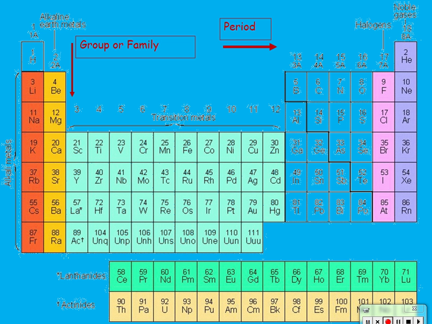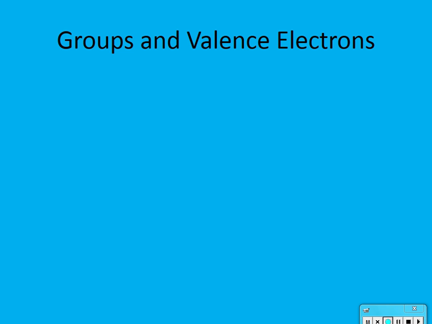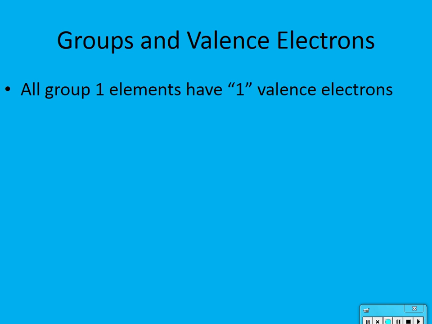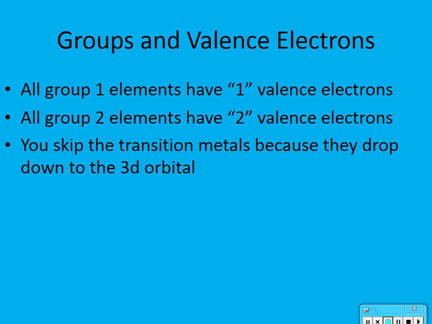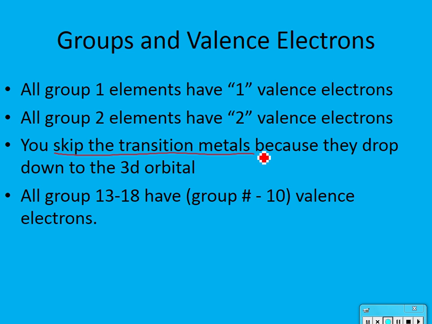Here's just another periodic table. There's a lot of different ways to organize it and color it up. Let's talk about the groups and valence electrons. Group 1, how many valence electrons does group 1 have? 1 valence electron. Group 2 has 2. That's easy to remember. Now we skip the transition metals. You skip the transition metals because they drop down to a different energy level. But you skip the transition metals, then we're to group 13.